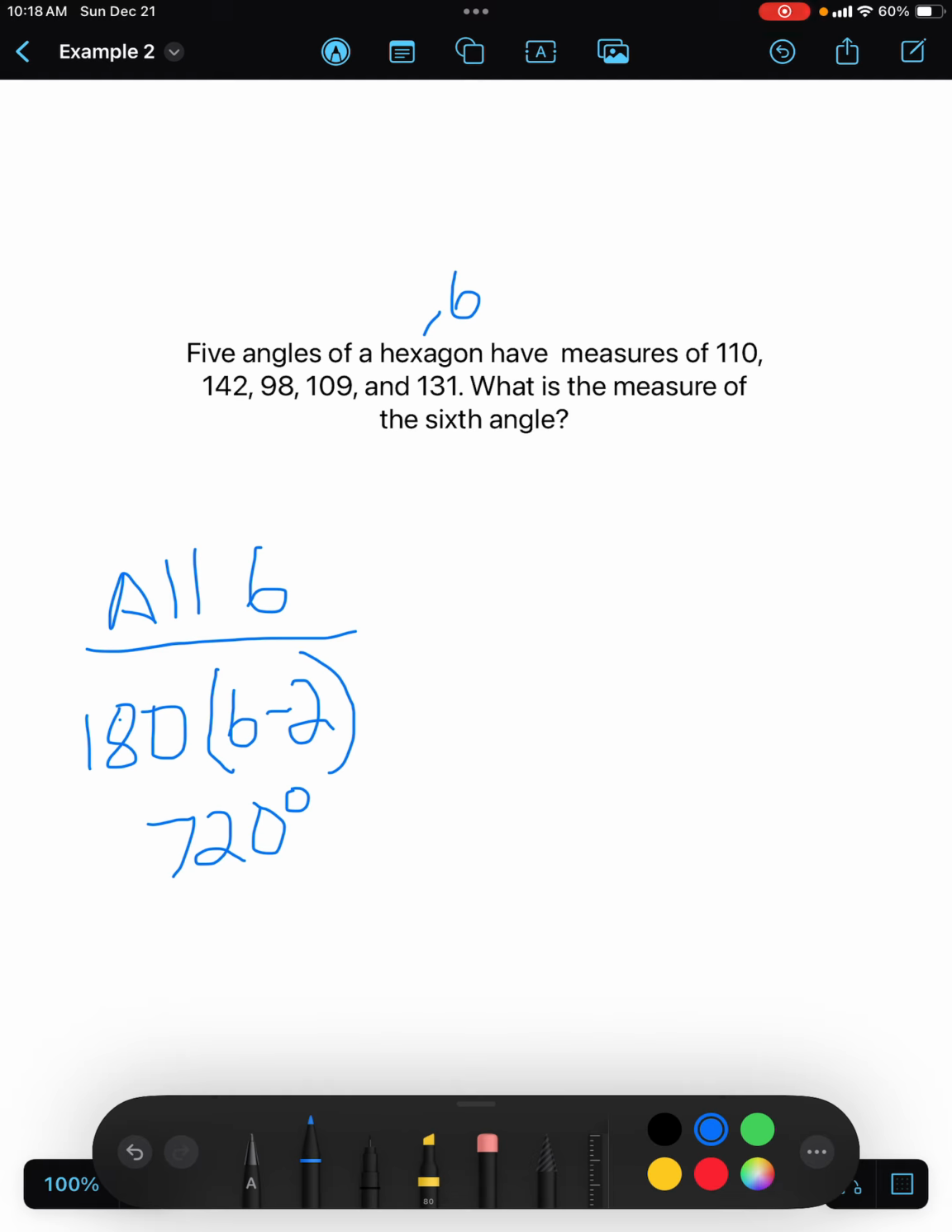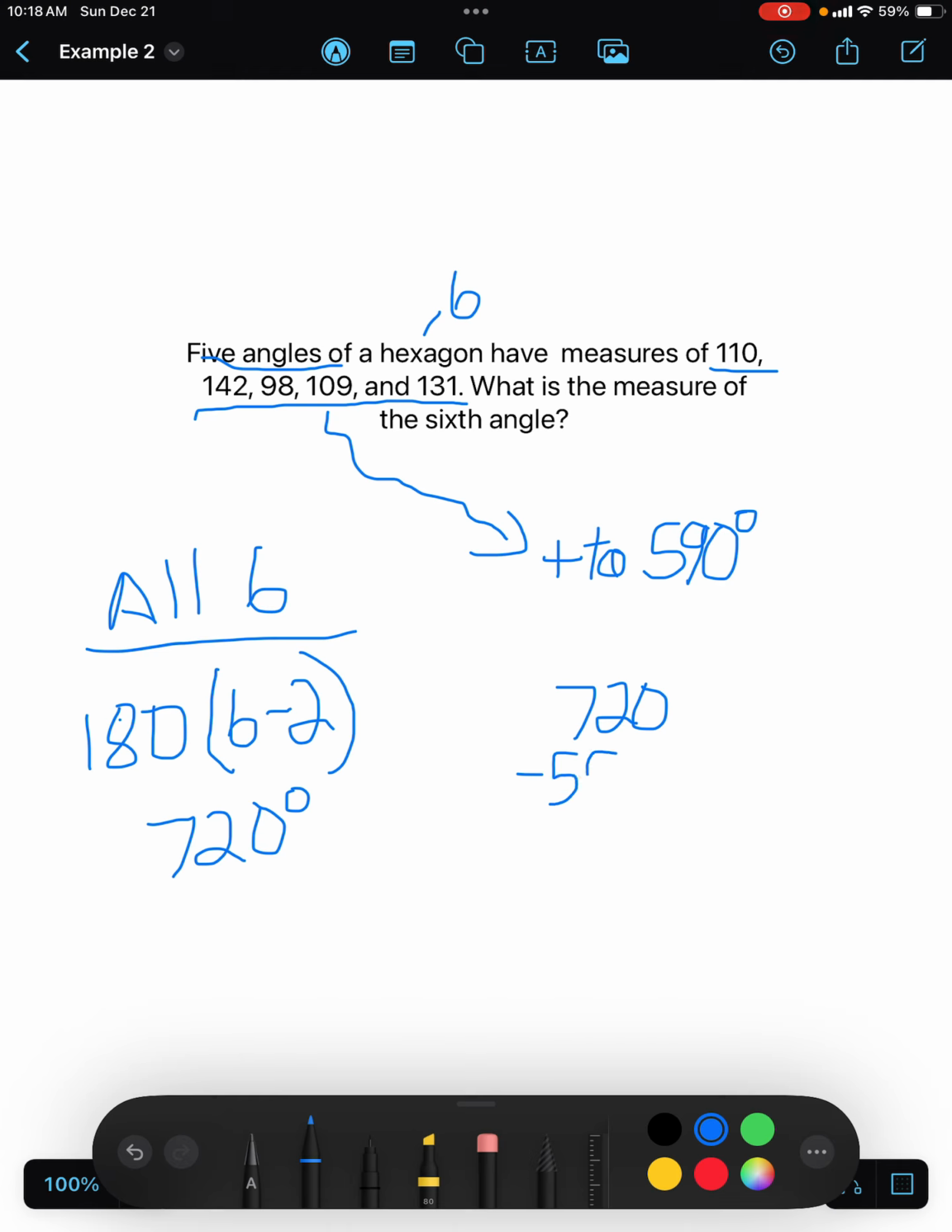And now I'm going to add up all 5 of these to see how many degrees we have used up so far. And by doing a little calculation in advance, I discovered that these add to 590. So in 5 angles, I have used up 590 degrees. I need to use up 720 total. So I'm going to do the subtraction to find that 6th angle, and it winds up being 130 degrees.